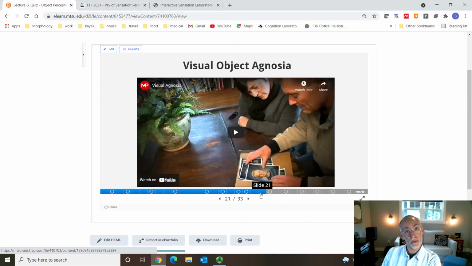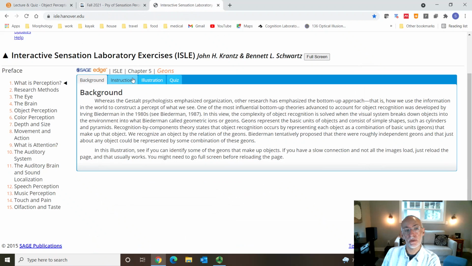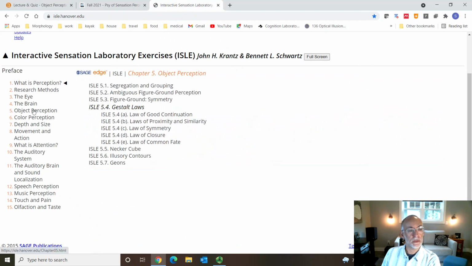Finally, a look at Gestalt theories this week also, that functionally describe what's happening with laws of figure grouping. The Gestalt laws are illustrated quite nicely in the interactive demonstrations. So this week's object perception goes into each of the Gestalt laws of figure discrimination.